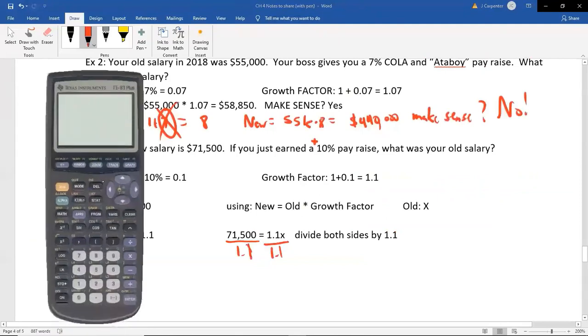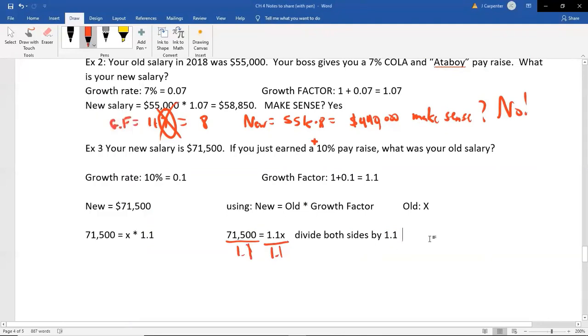Why is my mouse acting so funny? There we go. I had my pen wrong. 71,500 divided by 1.1, and we get 65,000. And that does make sense. It's less than we make now because we just earned a raise. It's not crazy less. It's not like we went from $10 to $71,000.